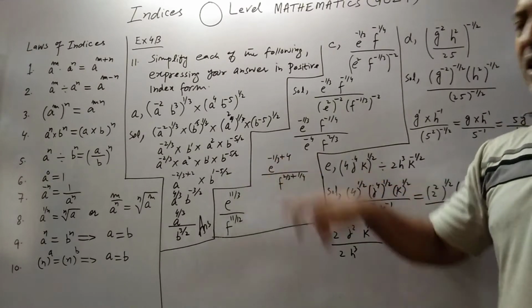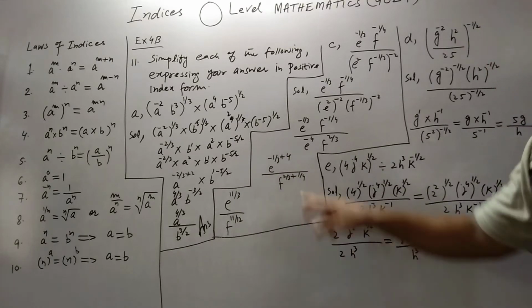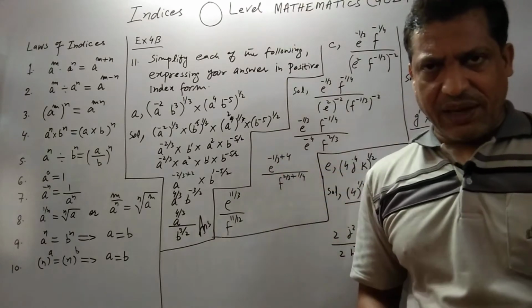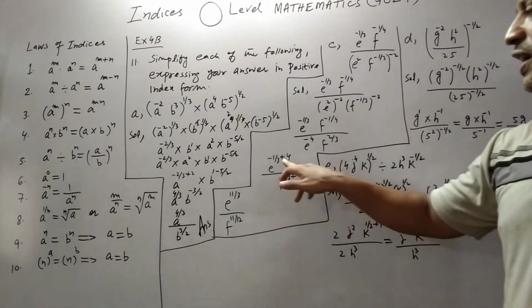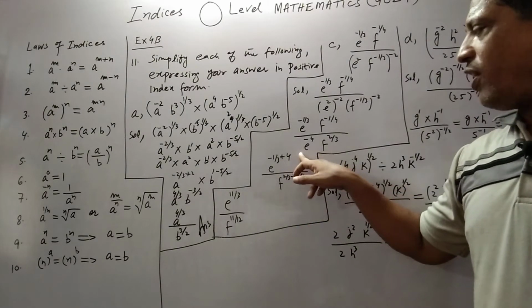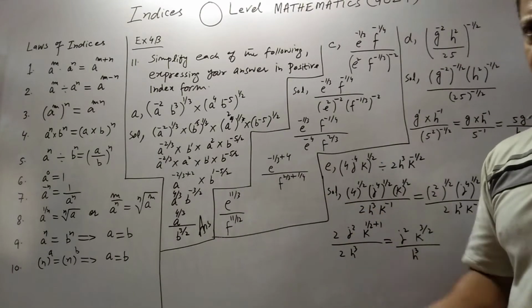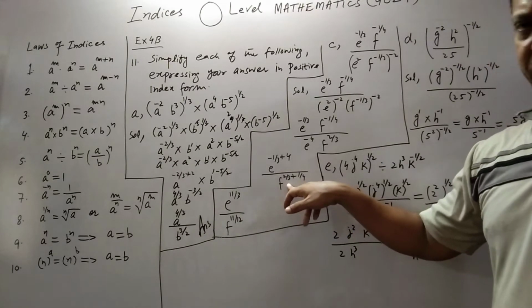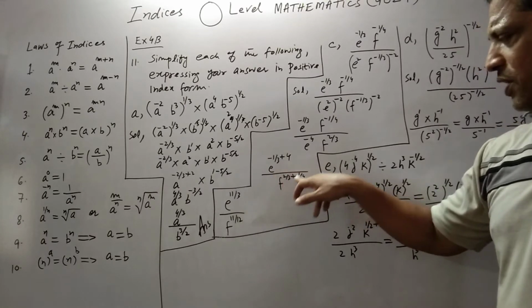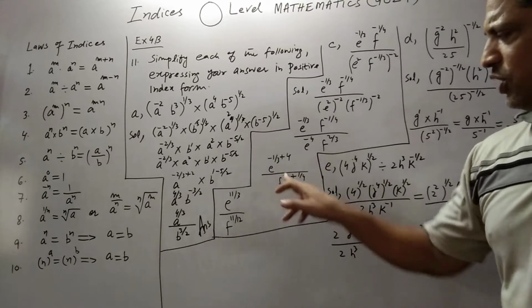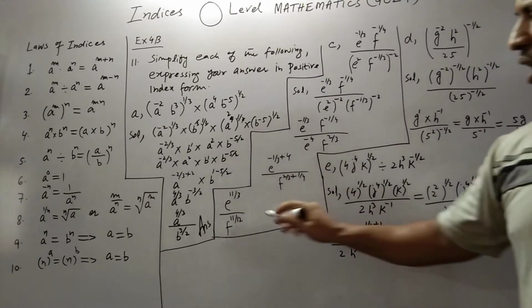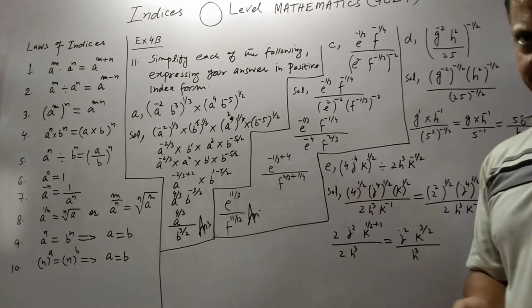Minus 1 upon 3 plus 4, you can find the answer of this by taking LCM, or the shortest way is just multiply: 3 4s are 12, 12 minus 1 is 11, 11 upon 3. And 2 upon 3 plus 1 upon 4, after simplification, is 11 upon 12. You can simplify and check. So this is our answer.